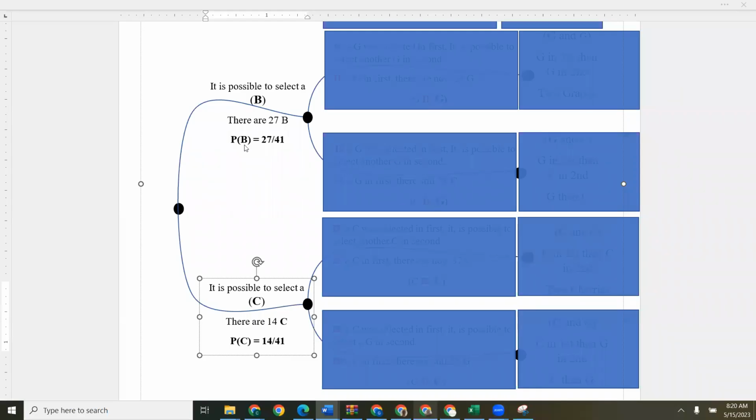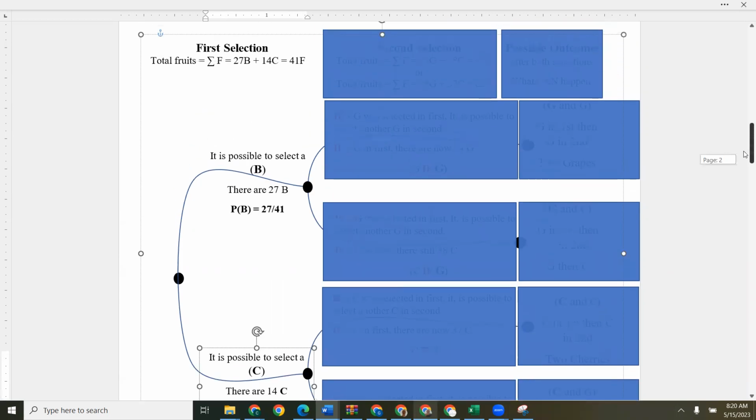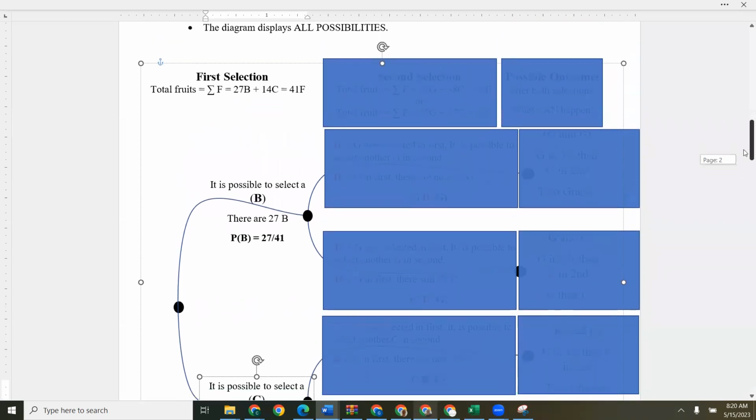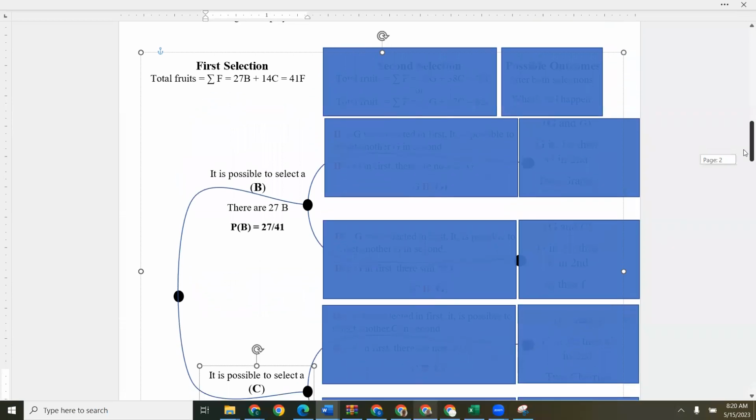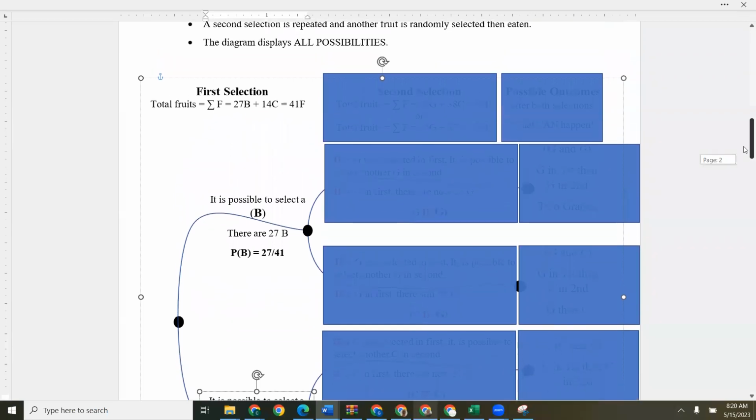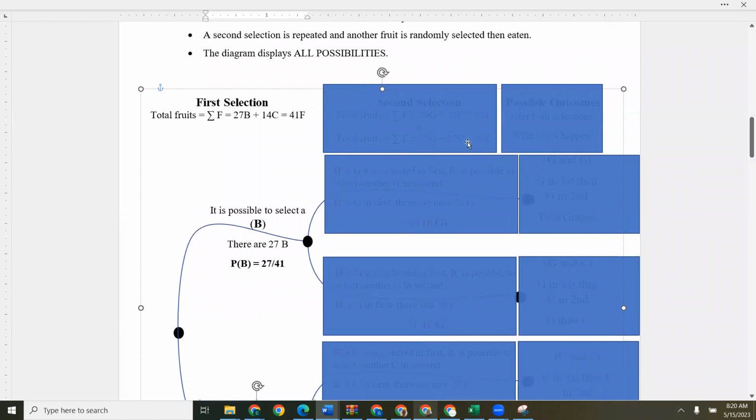And just to verify, 27 plus 14 is 41 out of 41. The total probabilities across any node must add up to 1. So that is the possibilities in the first selection. Now, whatever fruit she has selected, be it a berry or a cherry, she's going to eat it. So there's going to be one fruit left. So then she's going to select another fruit.